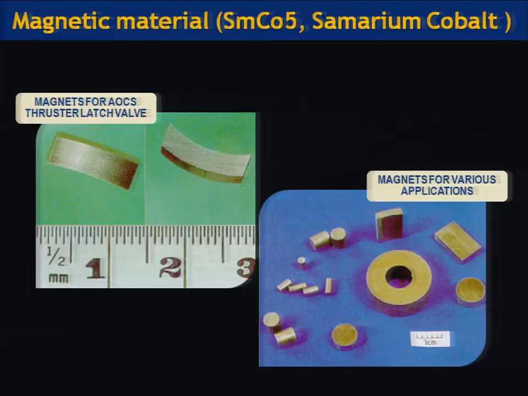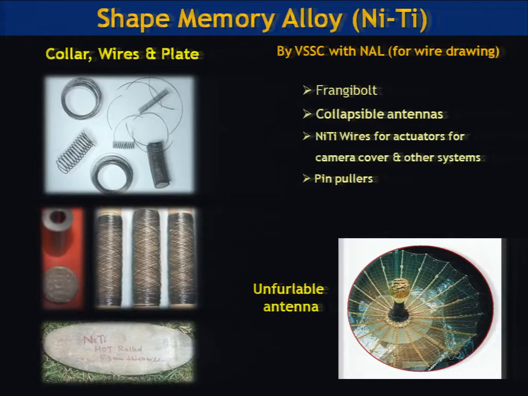Apart from this, we are also involved in making a large amount of magnetic materials and electronic materials. These magnets are used for AOCS thruster latch valve realization, and also the magnets for various applications in both launch vehicle and satellite electronics hardware development, and also many shape memory alloys that are realized in the form of wires and plates. These are developed at VSSC with some support from NAL. These materials are expected to be used for deployment mechanisms and also for unfurlable antennas.